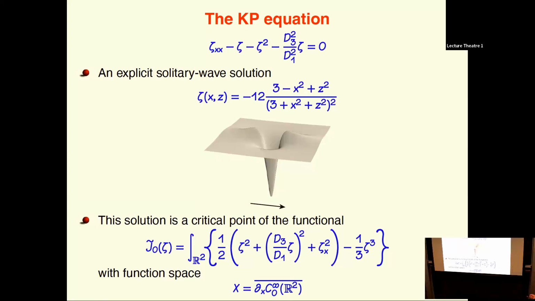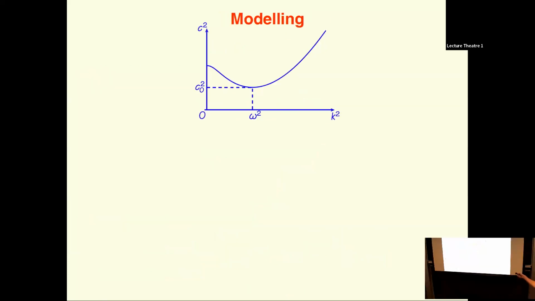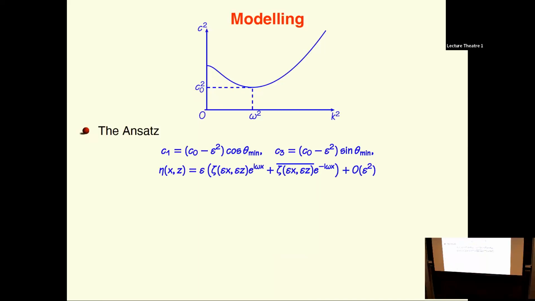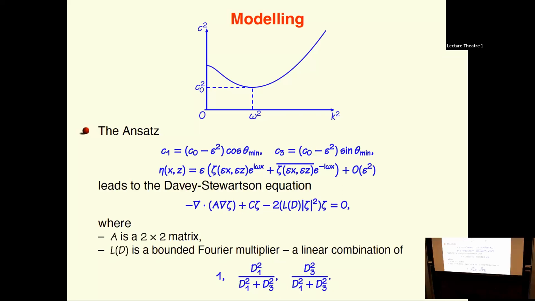You speed up a bit because I'm running out of time. For this case, you do exactly the same thing. If you're a good modeler, you know what to do here. Davey-Stewartson modulation ansatz. Again, the C's are perturbed in the same way, just below the minimum. This time you use a modulational ansatz. This calculation takes a year. What you get is an equation of Davey-Stewartson type.